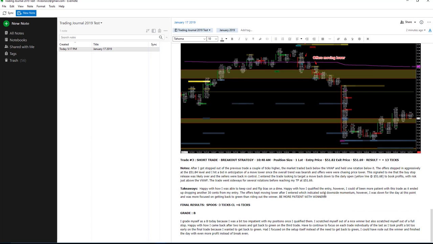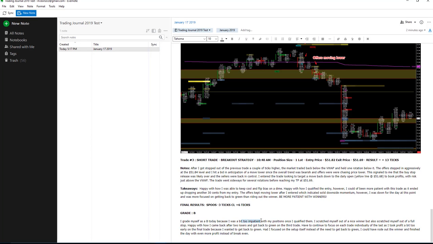Now at the bottom of the journal, what you should do every single day is record the final results. So here I have -3 ticks on SPOOs and +6 ticks on CL. And the final thing you should do with the journal is to give yourself a grade for the day. So as I mentioned earlier, we like to grade ourselves from A to D. In this case, I gave myself a B and I explained why I graded myself that way.